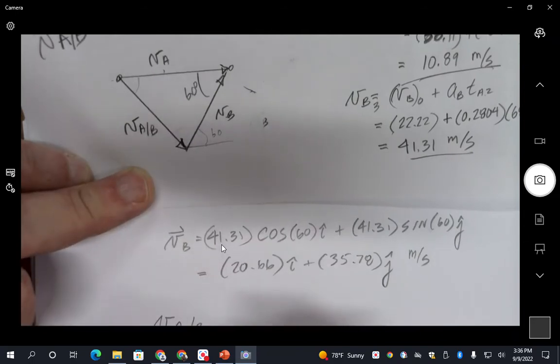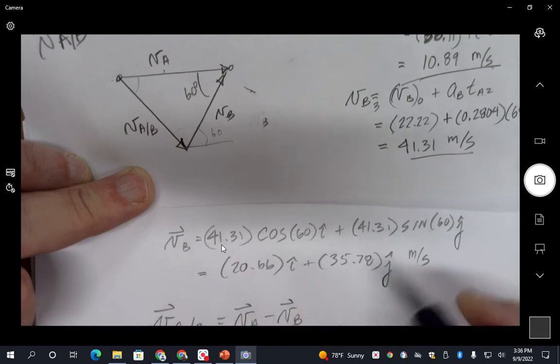A with respect to B, you remember that's VA minus VB. Give them all hats. Everyone gets a hat.